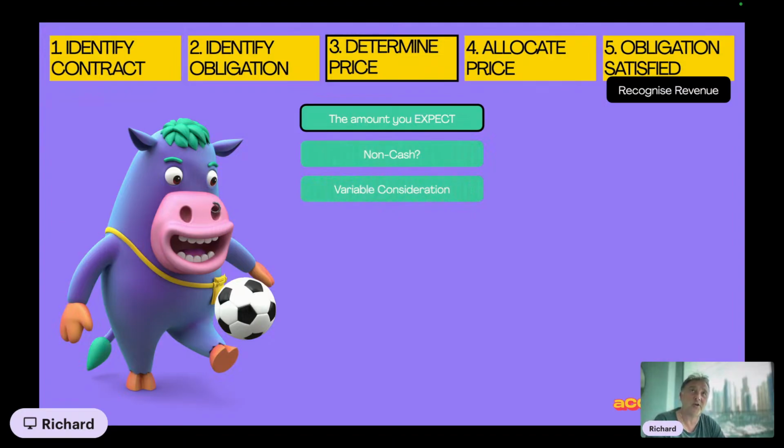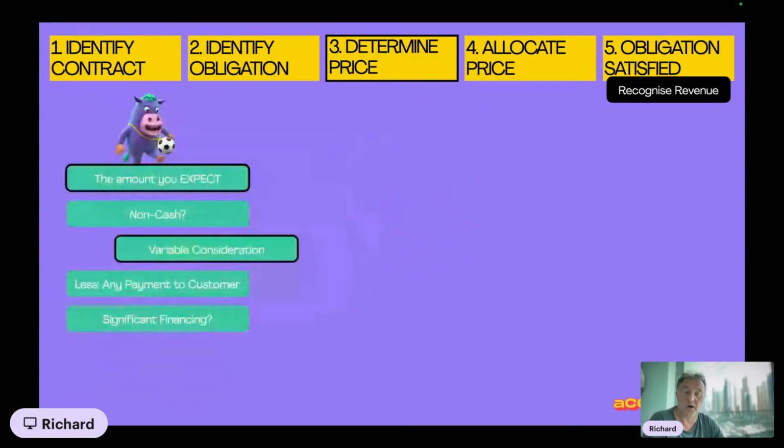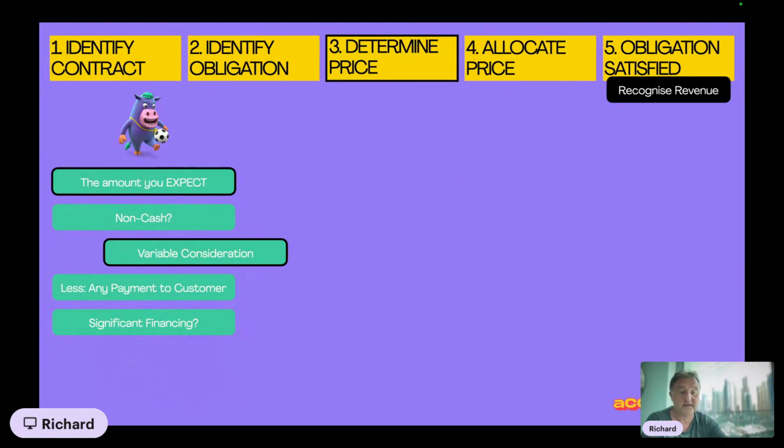But what if it's variable consideration? Maybe you might receive 100 or you might receive 120, depending on conditions. Well, you need to see which condition is more likely, don't you? And we'll look into that in a bit. Take off any payments to customer and significant financing. Don't worry about that. It's the variable consideration that I want to look at in this lunchtime live.